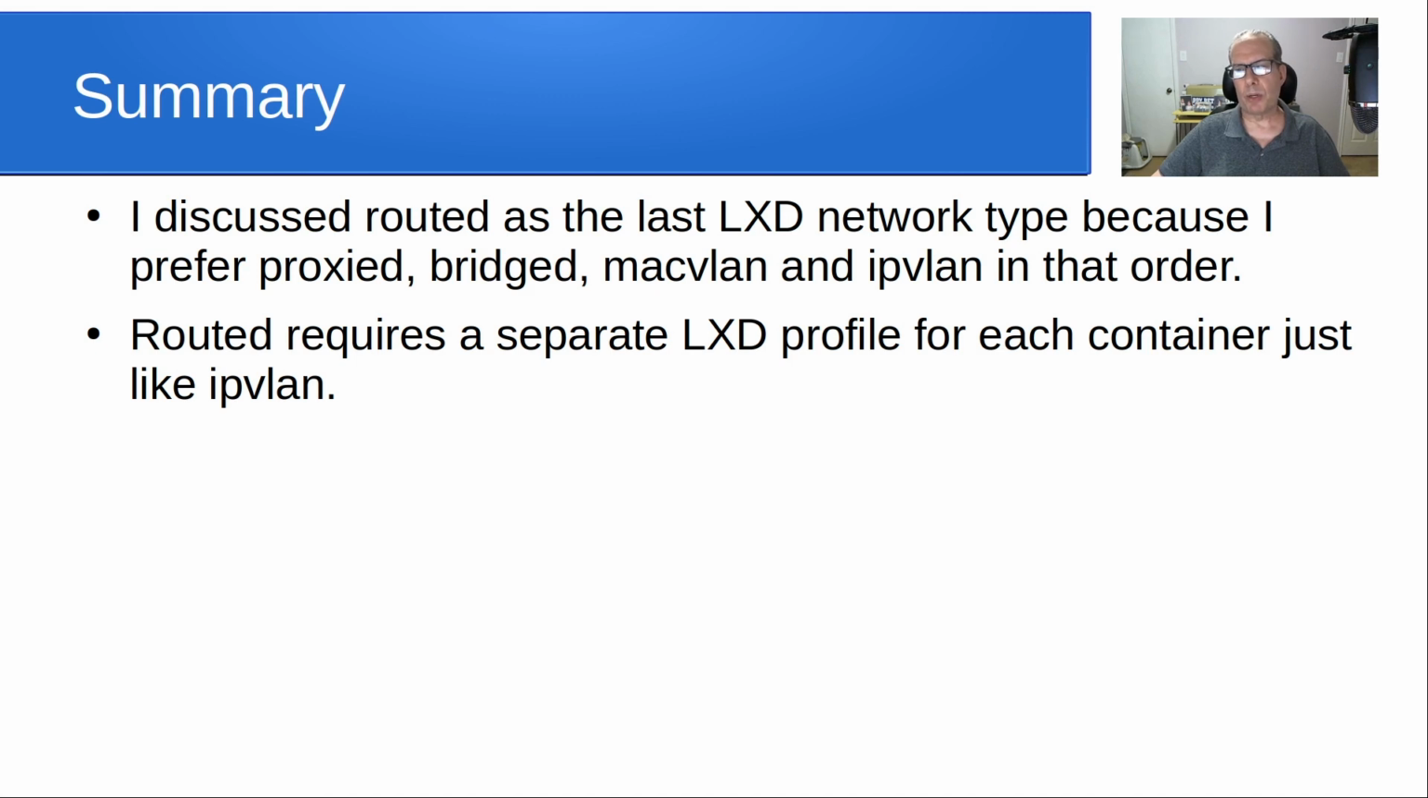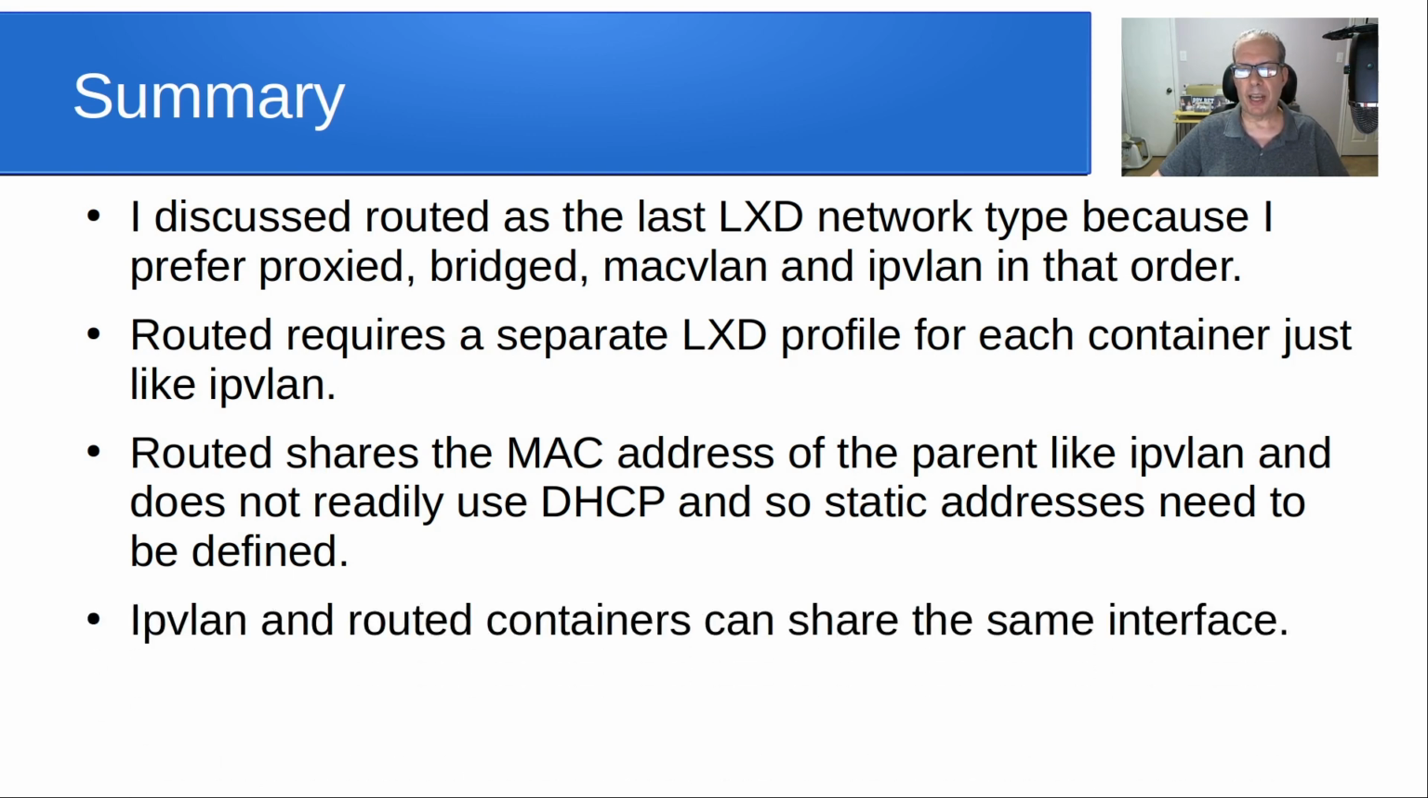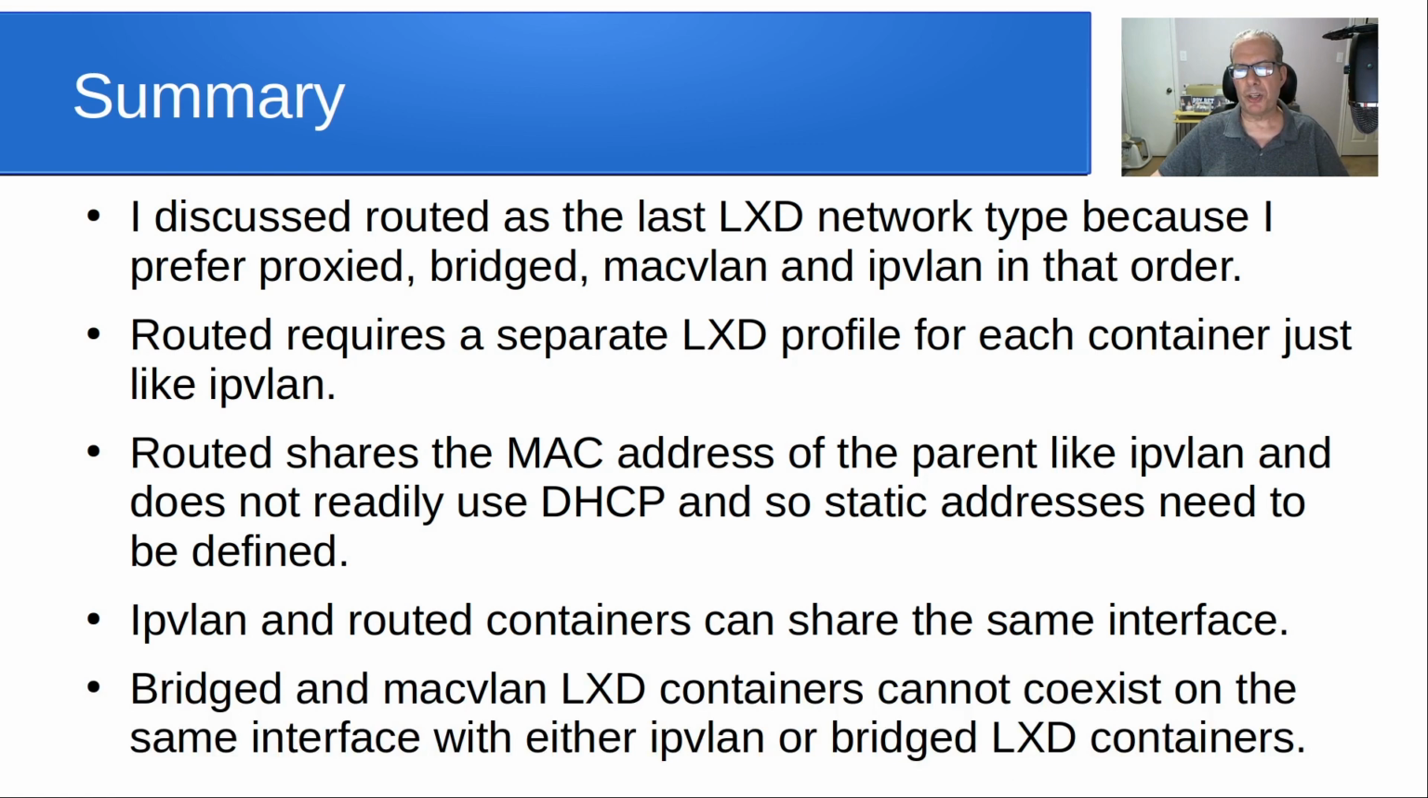So routed requires a separate LXD profile for each container, just like IPVLAN. And routed shares the MAC address of the parent, just like IPVLAN, and does not really use DHCP, and so static addresses need to be defined, and that's what you do in the routed profile. IPVLAN and routed containers can also share the same interface. Bridged and macvlan LXD containers cannot coexist on the same interface NIC with either IPVLAN or routed LXD containers.